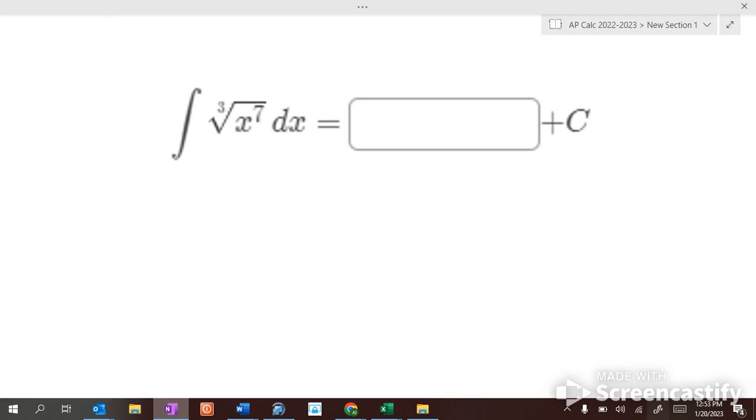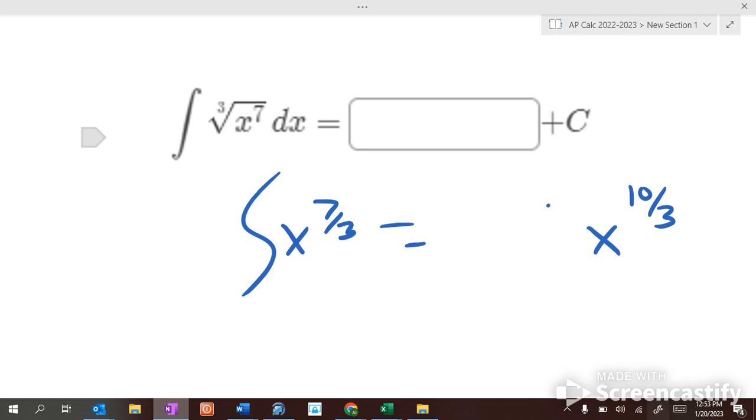Okay. For radicals, you should rewrite them first. So x to the 7/3. The integral of x to the 7/3 is equal to x to the 10/3. 10/3. 3 times 10.